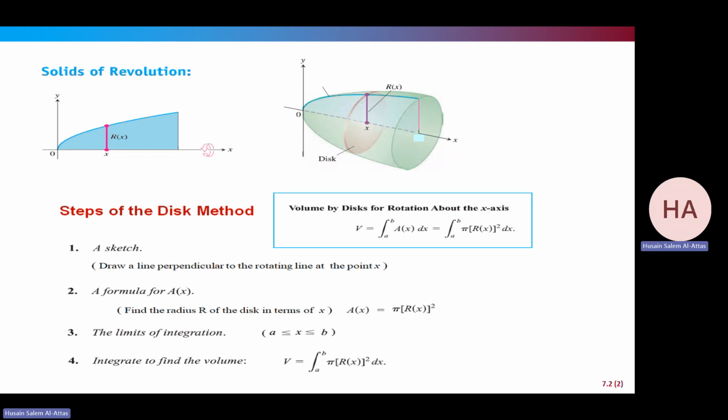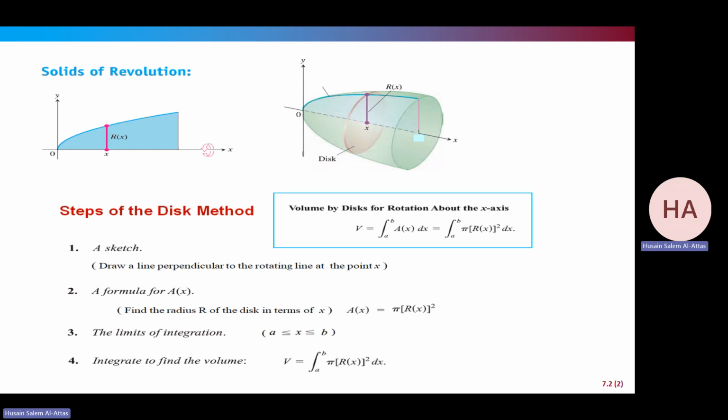Okay. So the idea is what? If we want to find the volume of a solid, or the solid generated by rotating a function or an area about an axis, either the x-axis or the y-axis, or something parallel to these two axes. Okay. So the idea is what?